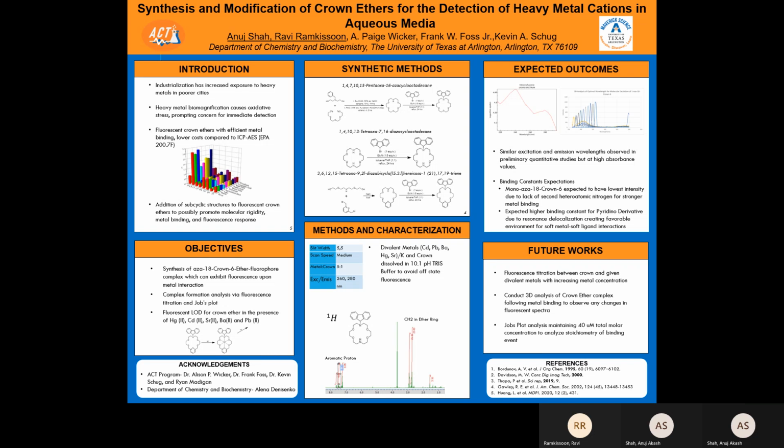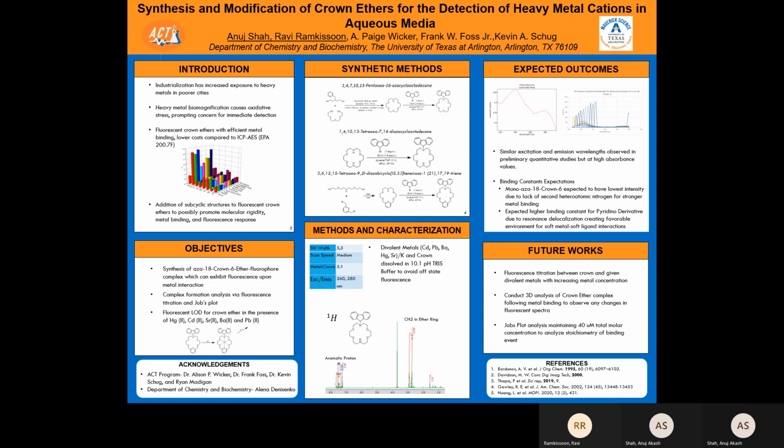And so to combat this problem, we propose to make fluorescent crown ethers, which are essentially heterocyclic molecules composed of ether linkages that could bind to heavy metal cations and fluoresce in the presence of them. And we actually found that the synthesis of these complexes were lower compared to the ICP-AES method, which is the Environmental Protection Agency standard method. And so we will be making three crown ethers and modifying them with different substituents to possibly promote molecular rigidity, metal binding, and fluorescent response.